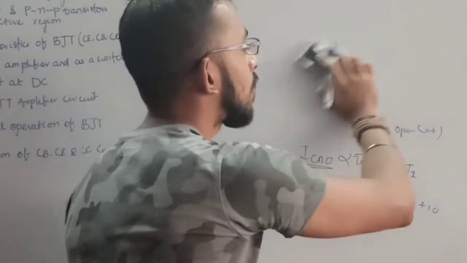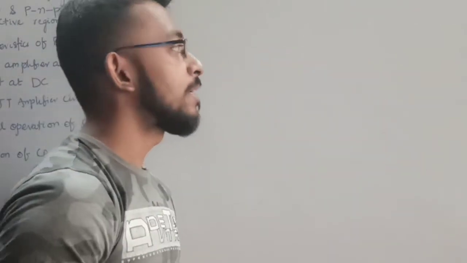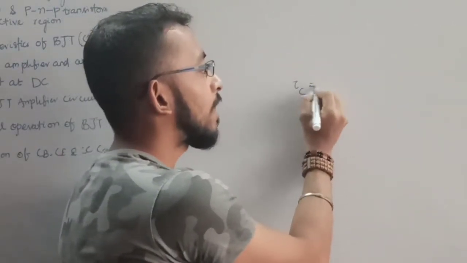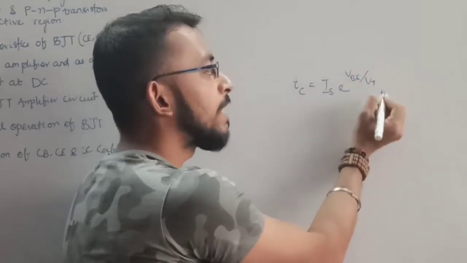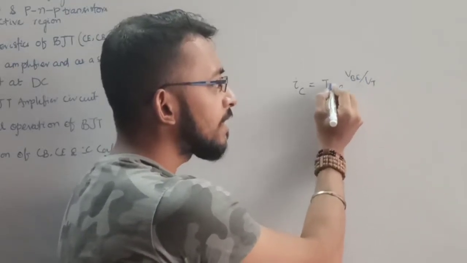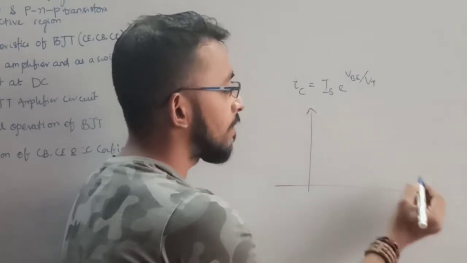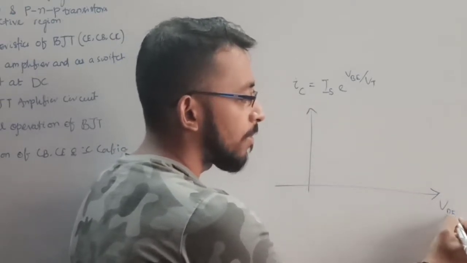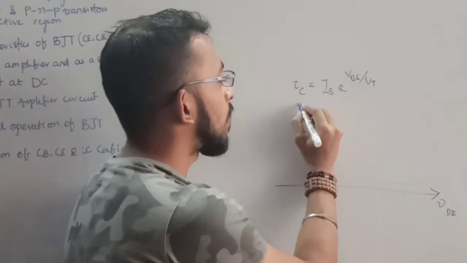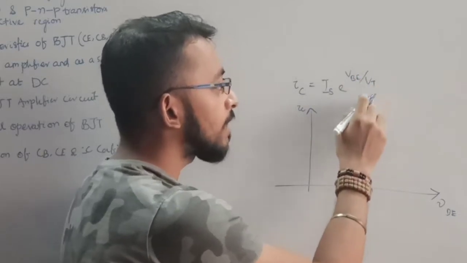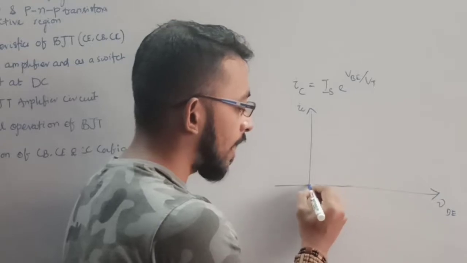Now we will see the graphical representation of IC versus VBE. We know our IC is nothing but Is e power VBE upon VT. It is an exponential term, or not? So for my graph between IC and VBE, the base to emitter voltage, a small VBE gives a small IC. How will the graph look? It is an exponential curve, so it rises exponentially.